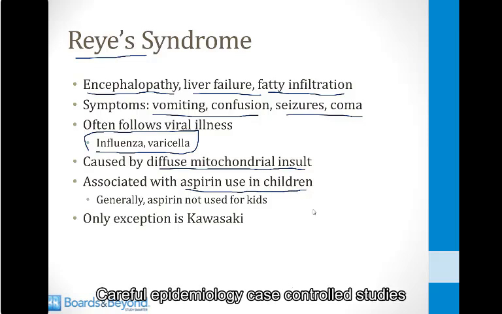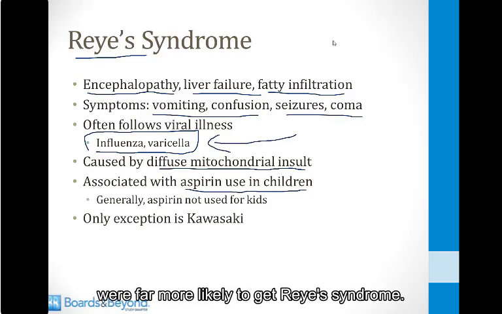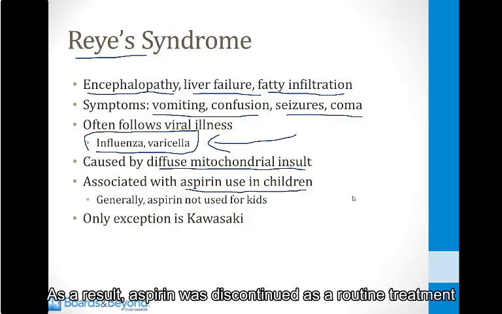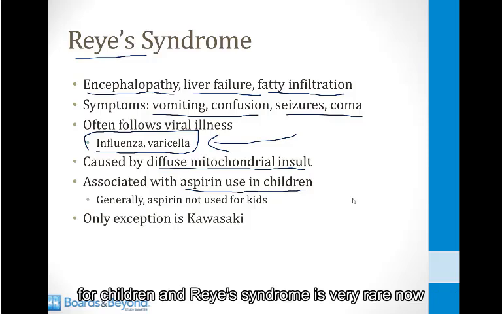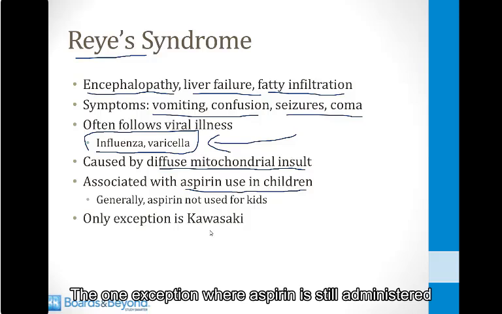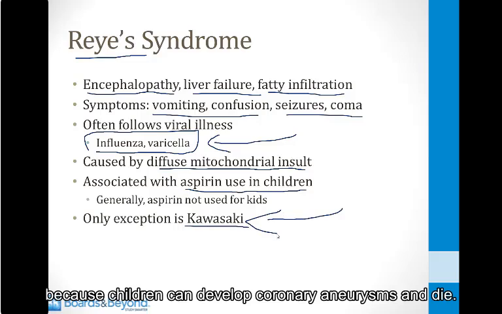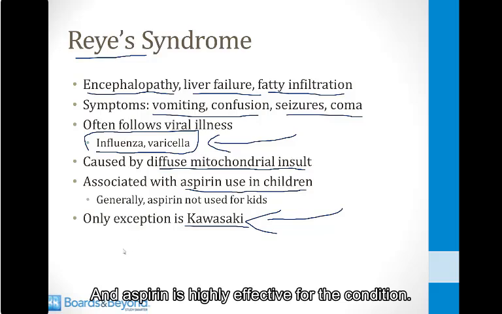Careful epidemiology case-controlled studies many decades ago found that children who took aspirin for one of these viral conditions were far more likely to get Reye's syndrome. As a result, aspirin was discontinued as a routine treatment for children, and Reye's syndrome is very rare now because of that. The one exception where aspirin is still administered to children is Kawasaki disease, and that's because Kawasaki is very dangerous because children can develop coronary aneurysms and die, and aspirin is highly effective for the condition.